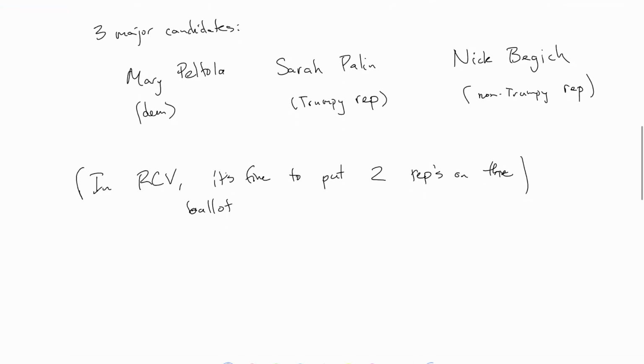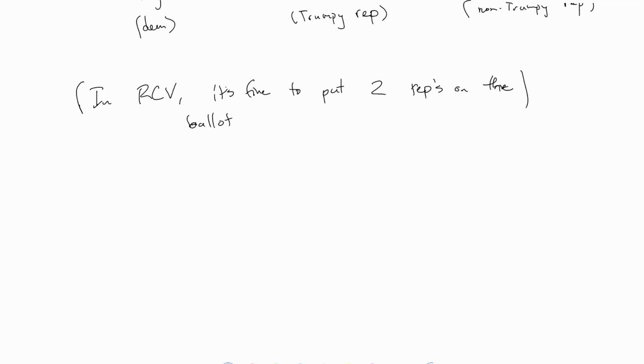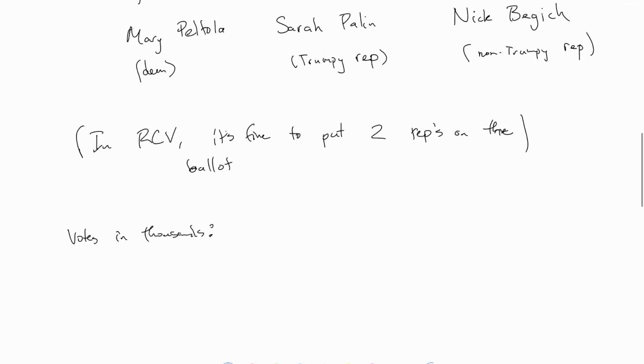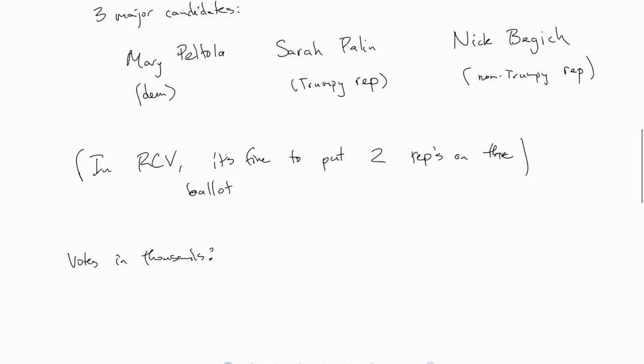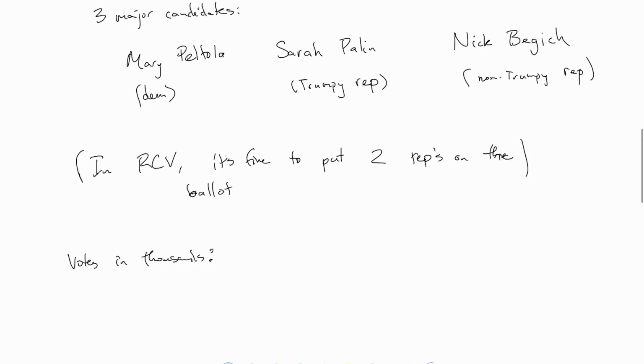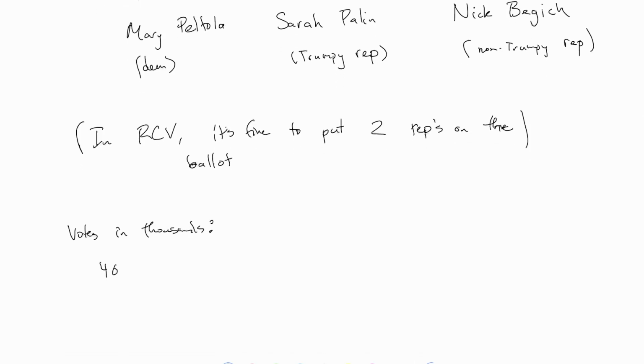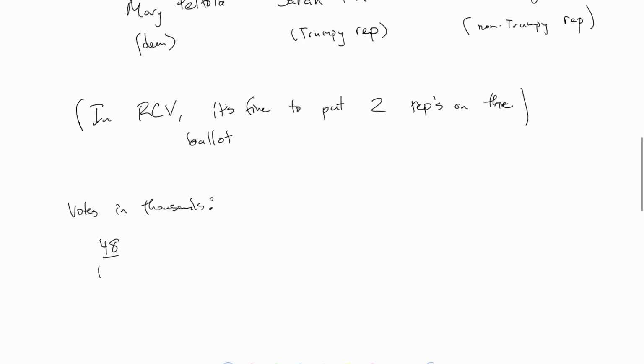All right, anyway, let me tell you how the votes went here. These were the votes in thousands. Unfortunately, two of these people have last names starting with P, so I'm going to call them Pel, B, and Pal. Pel is Peltola, B is Begich, and Pal is Palin, all right?